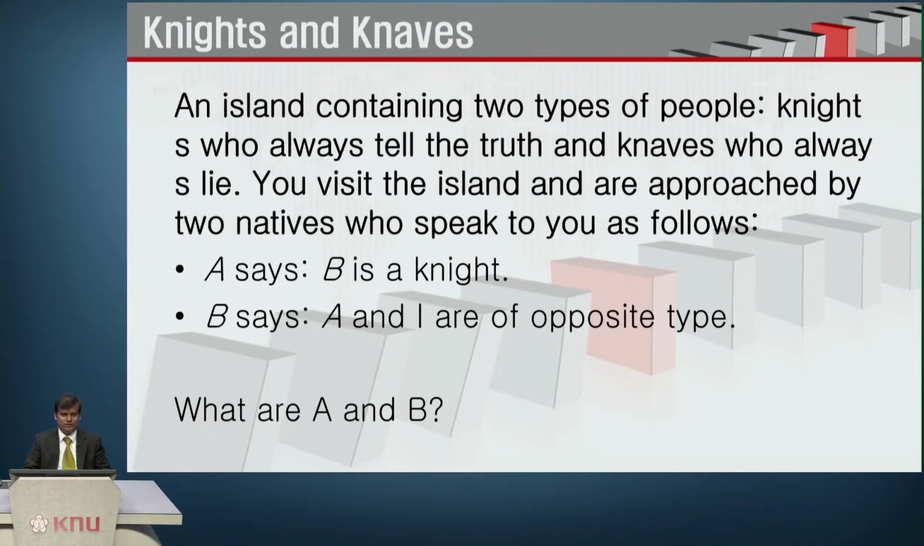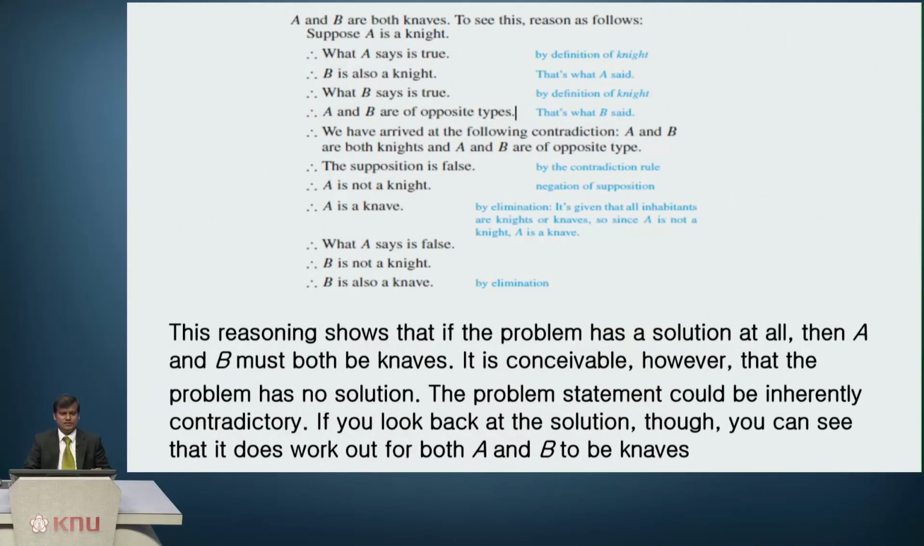It's quite confusing because we are not sure who is who, and we know that there are two types of people: the knights who always tell the truth and the knaves who always lie. Let's see here. We are not sure who is what, but let's suppose A is a knight. If A is a knight, then he has to tell the truth. So what A says is true.